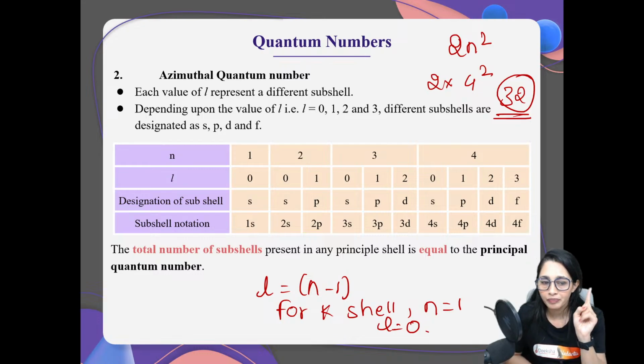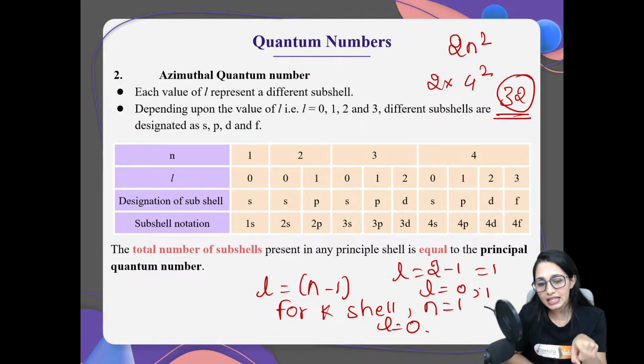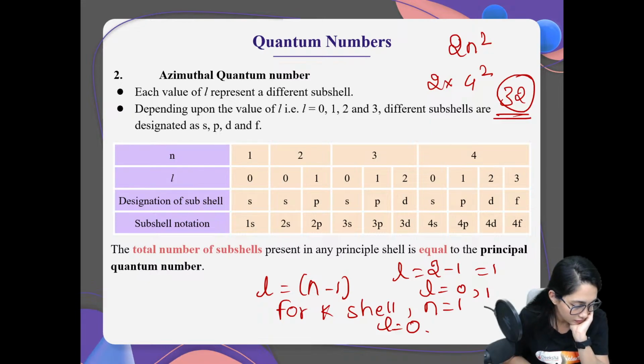That is 1s. If n is equal to 2, l is equal to n minus 1, that is 2 minus 1, which is equal to 1. So l can have values 0 and 1, and s and p will be there: 2s and 2p. If n is equal to 3, then l is 0, 1, 2, because l is equal to n minus 1. This is how it works.